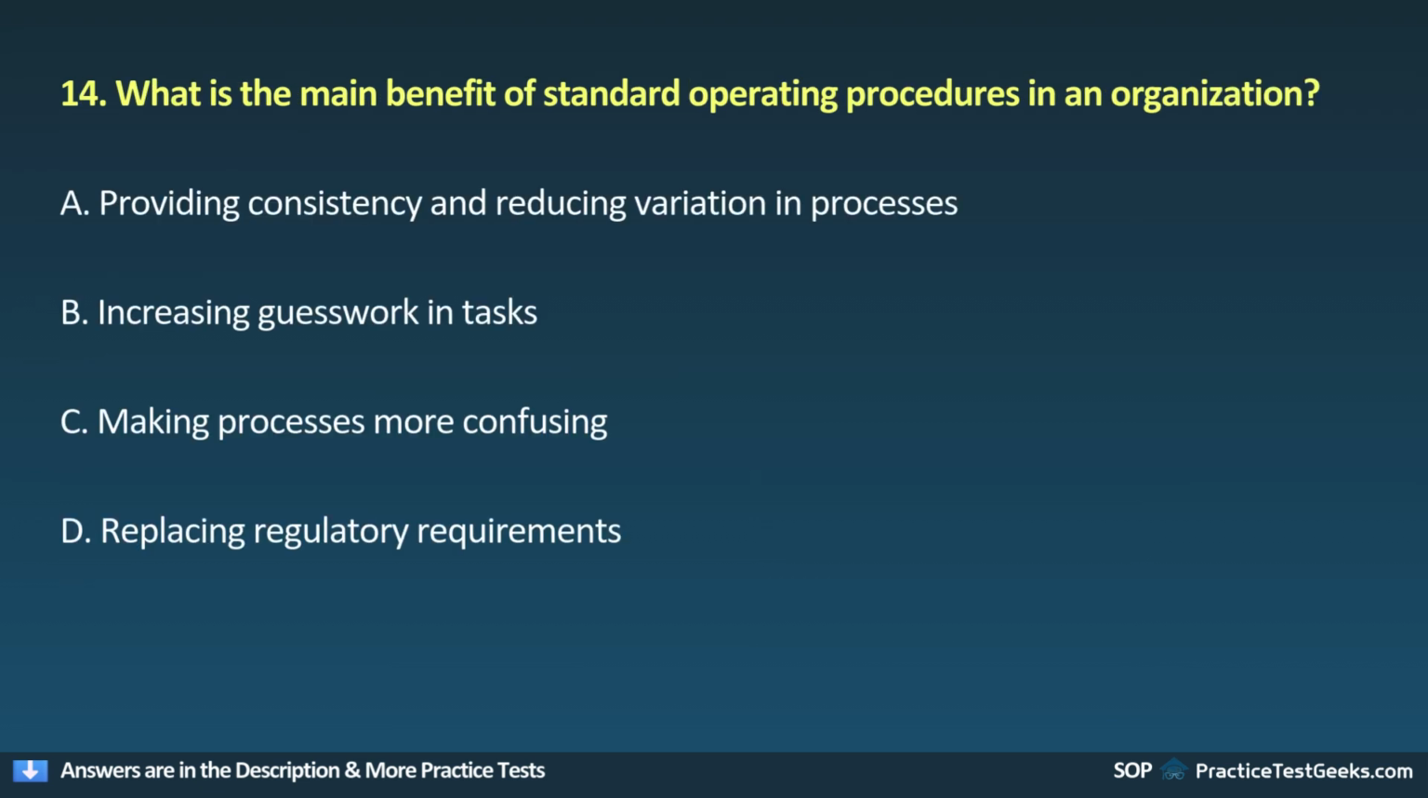14. What is the main benefit of standard operating procedures in an organization? A. Providing consistency and reducing variation in processes. B. Increasing guesswork in tasks. C. Making processes more confusing.